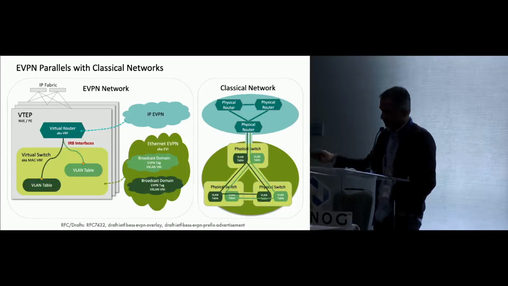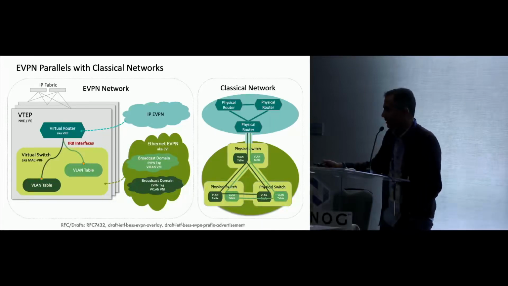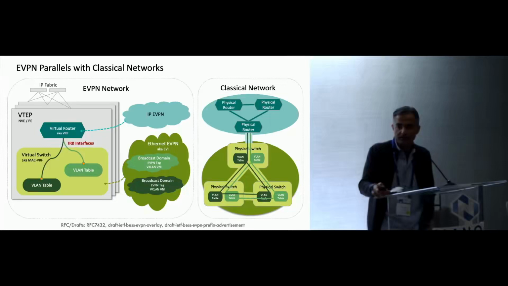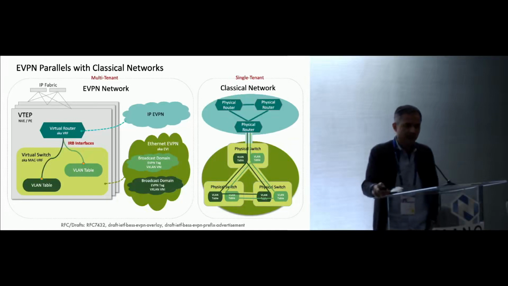And you can see there's a lot of correlation between your classical network and your EVPN network, to some degree almost one-to-one, minus the fact that there's control plane learning on one side and data plane learning on the other. Additionally, the classical network is considered single tenant, and the EVPN network system is multi-tenant.